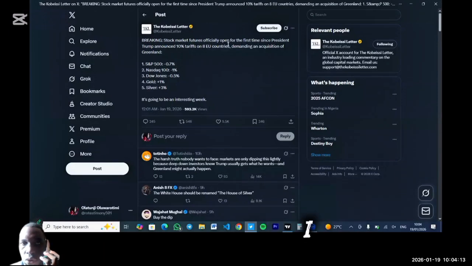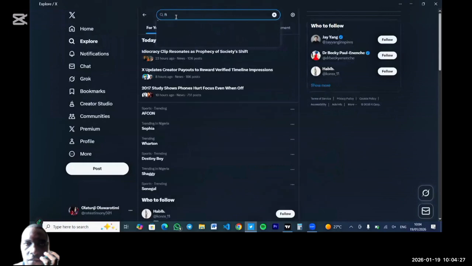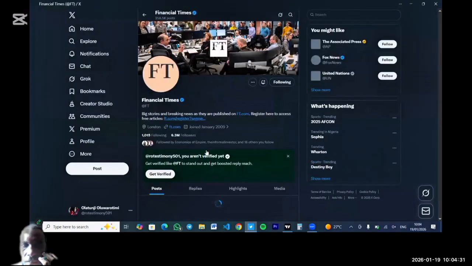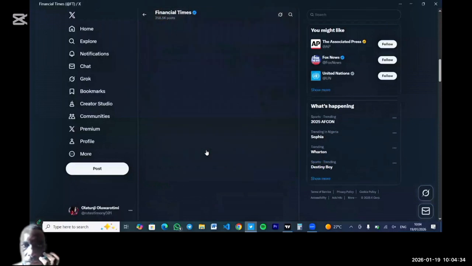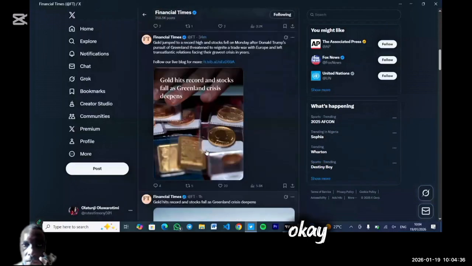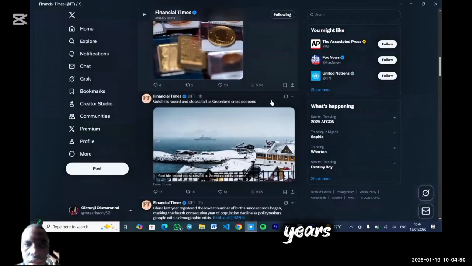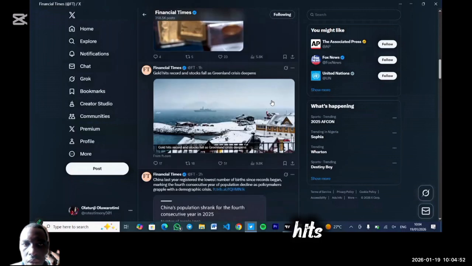Was something I was paying attention to, and obviously I wanted to let me check FT. Okay, this is it. Gold jumped to record high and stocks fell Monday after Donald Trump's pursuit of Greenland threatened to ignite a trade war with Europe and left transatlantic relations facing their gravest crisis in years. Gold hits record and stocks fall as Greenland crisis deepens.